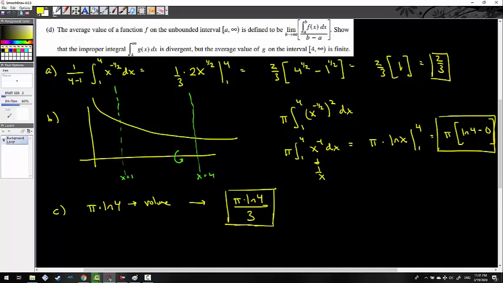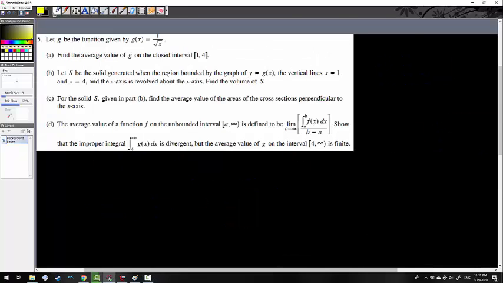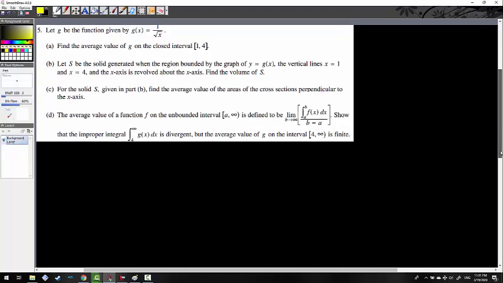Before I do that, I'm going to go ahead and clean this up a little bit, so give me a second. And we are back to a clean board.